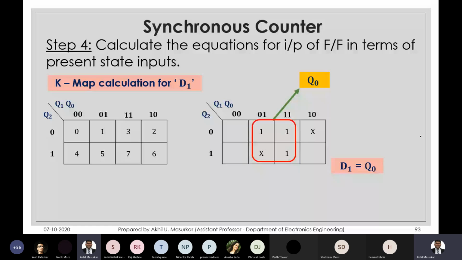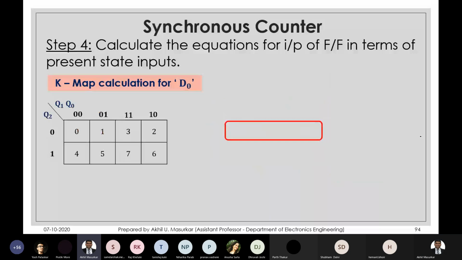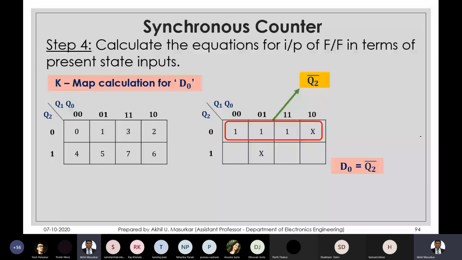So in a ring counter, one output is connected to the next input. But in a twisted ring counter, the last output is not actually connected to the first input. It is the complement of that which is connected to the first input. So that is the only change. So D1 is Q0 and D0 is Q2 bar. D0 is actually Q2 bar.